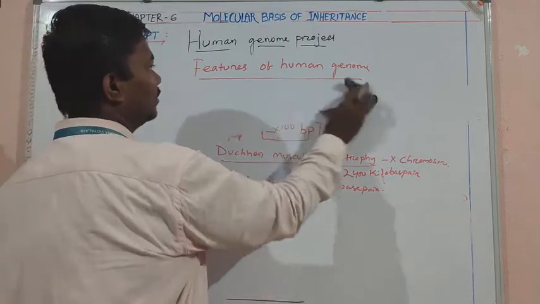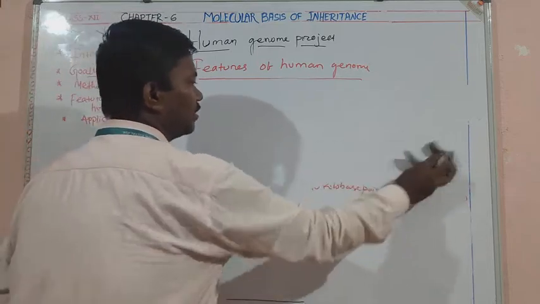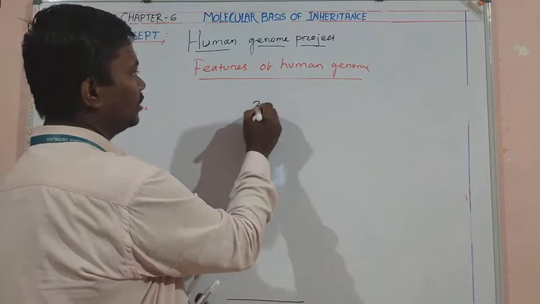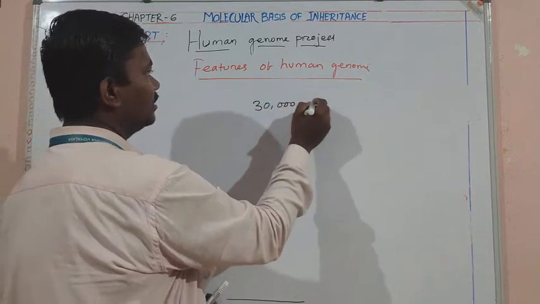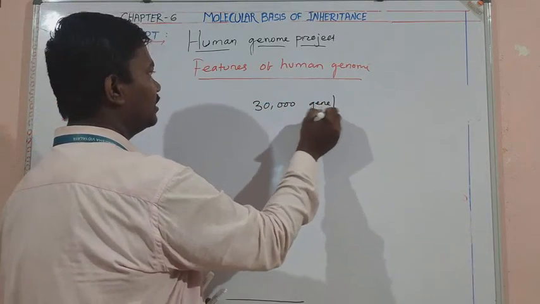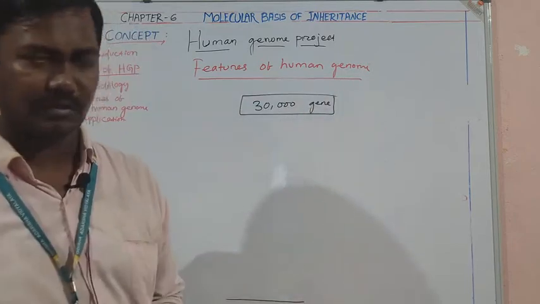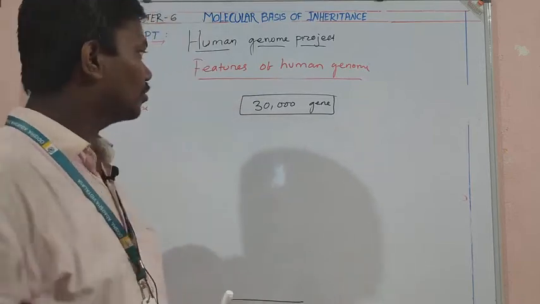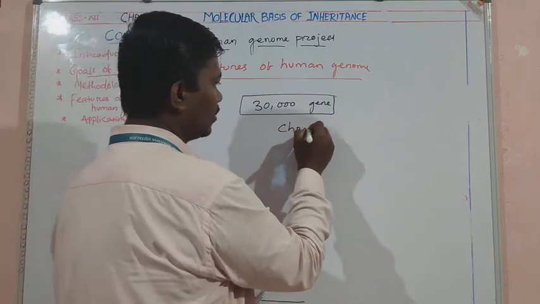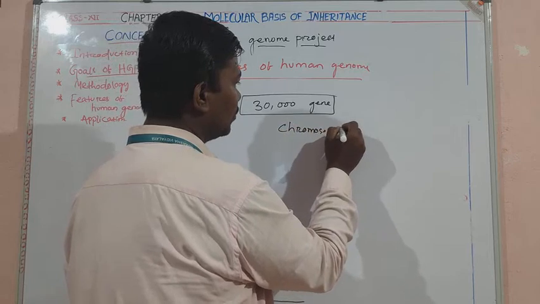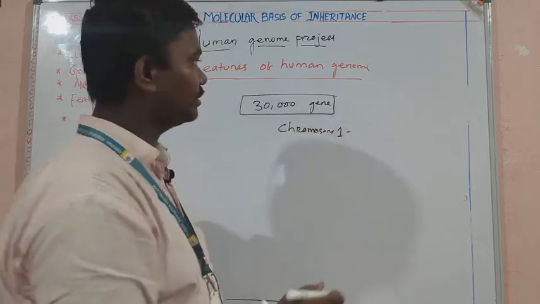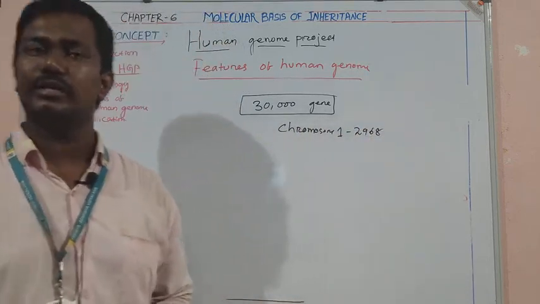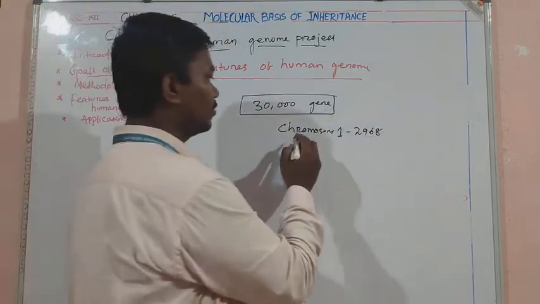Then there are more than 30,000 genes present in the human genome. Chromosome 1 has the most number of genes, that is 2968 genes present in chromosome 1.